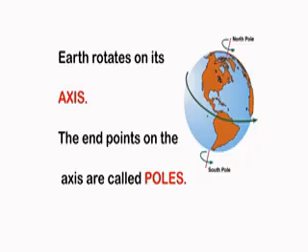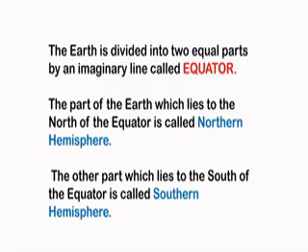Dear students, all of you know that the earth rotates on its axis, isn't it? So this axis is an imaginary line drawn through the center of the earth. Look at the picture, you can see that the axis and the end points on the axis are called poles. So there are two poles. The poles are used as two fixed points. The point on the top is the North Pole and the other one at the bottom is known as the South Pole. Look at the picture, you can see the North Pole and the South Pole, right?